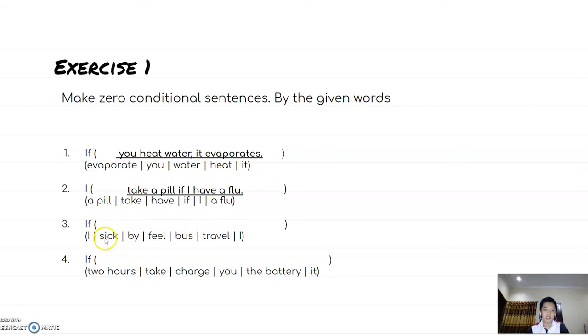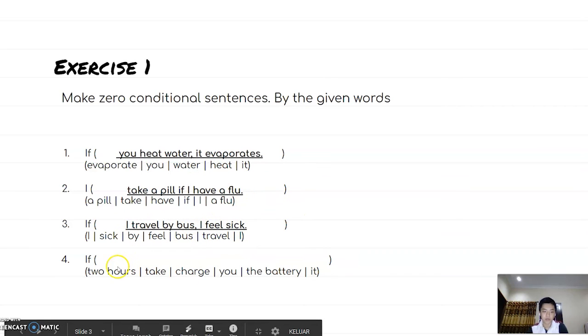And number 3 is: I, sick, by, feel, bus, travel, and if. The sentence is, if I travel by bus, I feel sick. So for some people, when they travel by bus, they are going to feel sick. So this condition is true too.